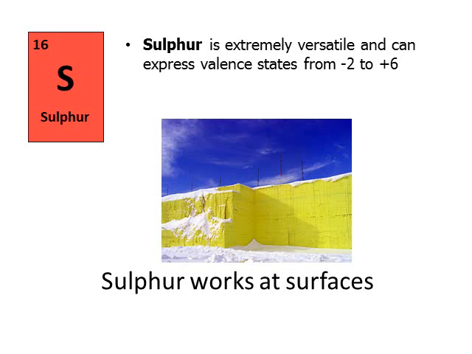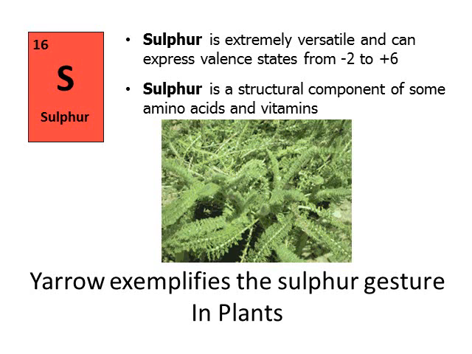And it is so versatile that it can take a valence state of anything from -2 to +6. It's a very, very versatile element in terms of its chemical reactions. It reacts a bit with just about anything. And it's a structural component of certain amino acids and vitamins, particularly the sulfur-containing amino acids of methionine and cysteine that are found in the cell walls and connective tissues of plants and animals. So it's found in the same structures in living organisms where we find the silica.